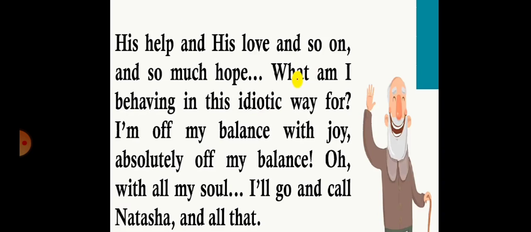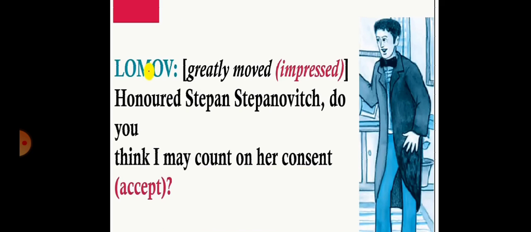Chubukov: What am I behaving in this idiotic way for? I am off my balance with joy, absolutely off my balance. Oh, with all my soul, I will go and call Natalia, and all that. So Chubukov is saying, for what reason am I standing in front of you like an idiot? I should go and call Natalia and give her this good news.